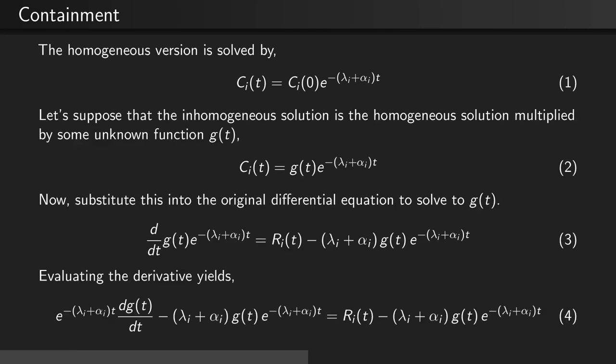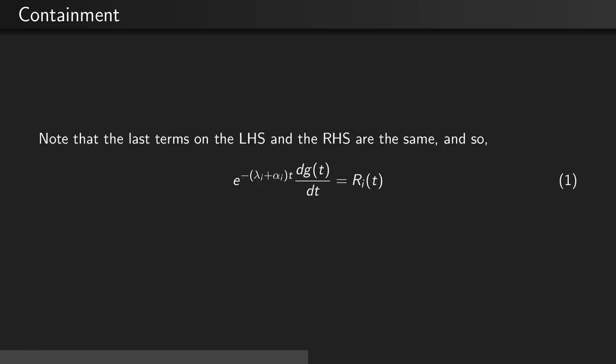Evaluating the derivative on the left-hand side yields e to the negative (lambda_i plus alpha_i) t times dg/dt minus (lambda_i plus alpha_i) g of t e to the negative (lambda_i plus alpha_i) t, with the right-hand side being the same. Note that in the above expression, the last terms on the left-hand side and the right-hand side are the same. And so, we see that e to the negative (lambda_i plus alpha_i) t times dg/dt is equal to r_i of t.